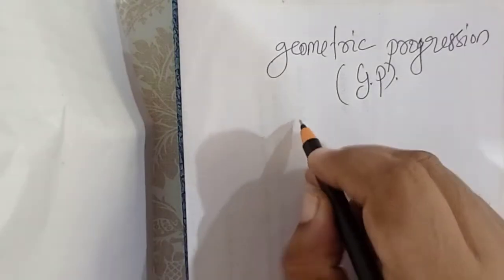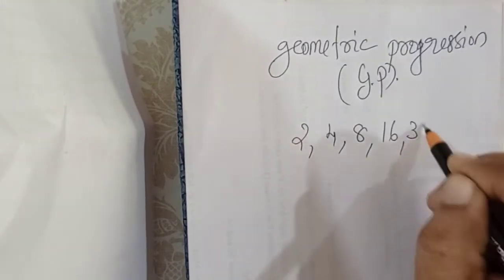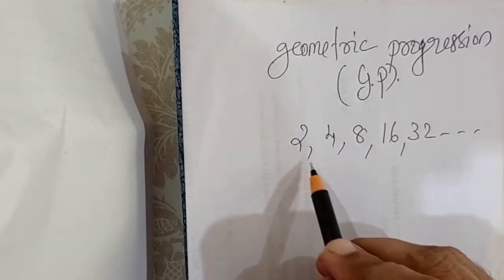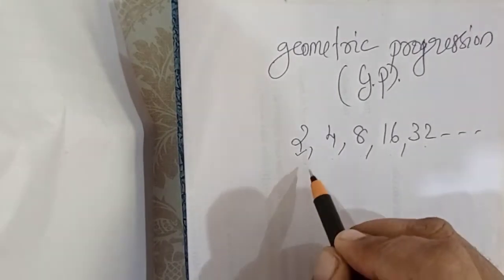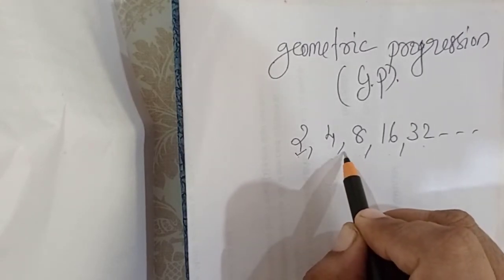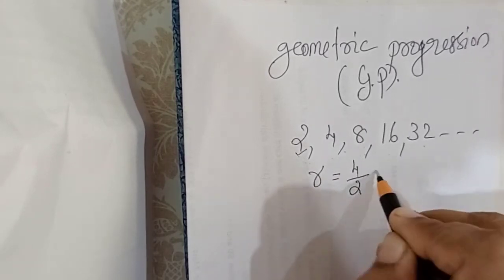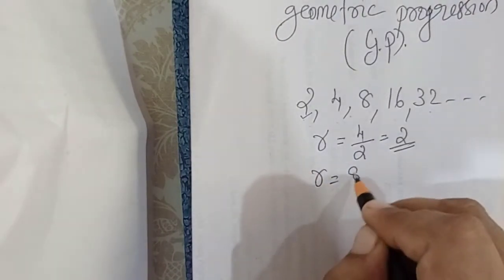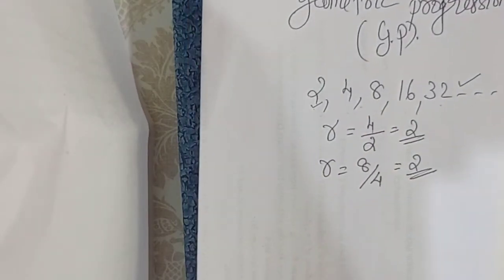For example, 2, 4, 8, 16, 32. All of you look at the board. Here the sequence is 2, 4, 8, 16, 32, etc. Here, 2 is the first term and 4 is the second term. Then the common ratio is 4 by 2, that is equal to 2. Agree? Or third term divided by second term, that is also 2. Therefore, this is a GP.